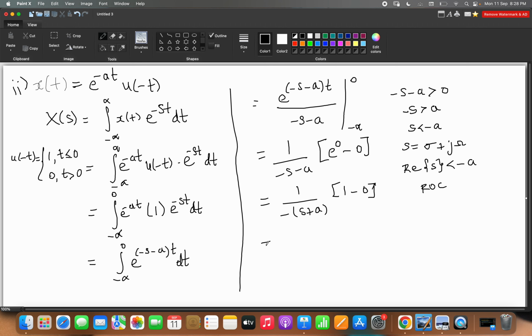So this is equal to minus 1 by s plus a. Whenever you are finding the Laplace transform of a function or signal, you have to mention the ROC. For this case, the ROC is nothing but real part of s is lesser than minus a.